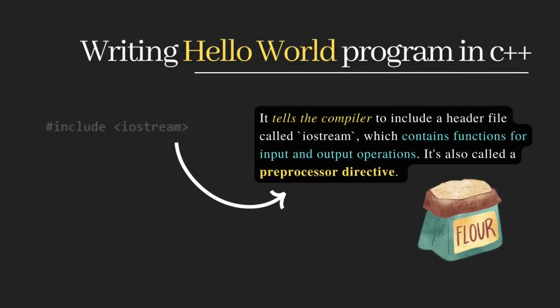To get started, we'll need to include a special ingredient called the iostream library. Think of it like the flour of our recipe. Without it, our program just won't rise to the occasion.